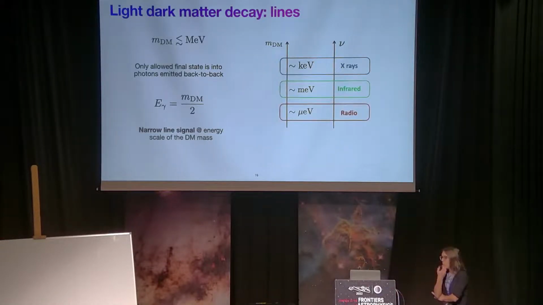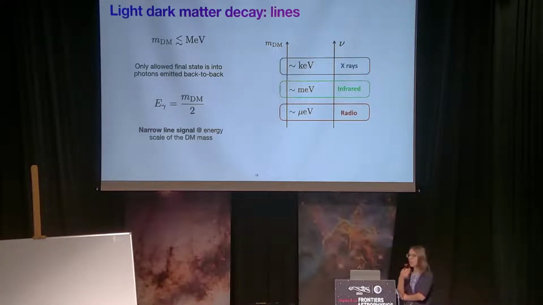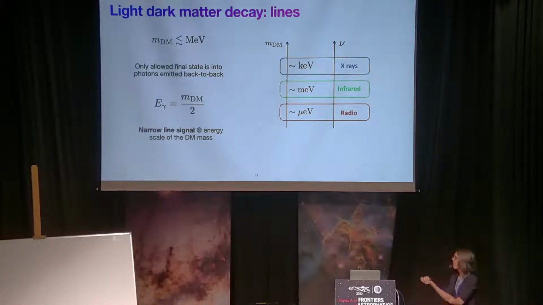So before concluding, I want to give an overview of how we look for lines for dark matter, where we only have photons that are produced back to back. There is a very simple way to relate the mass and the energy. So if you have a dark matter particle with mass at the micro-electronvolt scale, you have radio lines emitted. If you go up in mass, you can go up to X-rays or even the GeV domain if you have GeV masses.